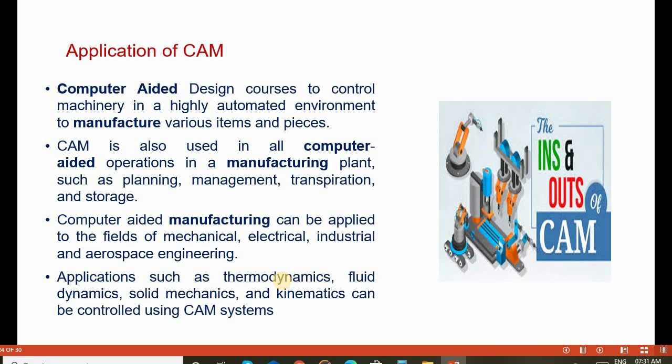There are various applications of computer aided manufacturing. It uses computer aided design to control the machinery in a highly automated environment to manufacture various items and pieces. CAM is also used for all computer aided operations in manufacturing plants, such as planning, management, transportation and storage. It is applied in various fields of engineering such as mechanical, electrical, industrial and aerospace engineering. Various applications in thermodynamics, fluid dynamics, solid mechanics and kinematics can be controlled by using computer aided manufacturing systems.